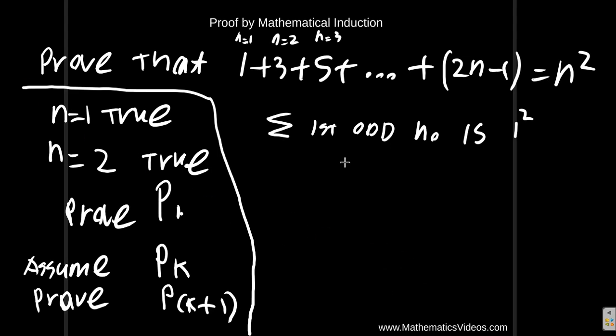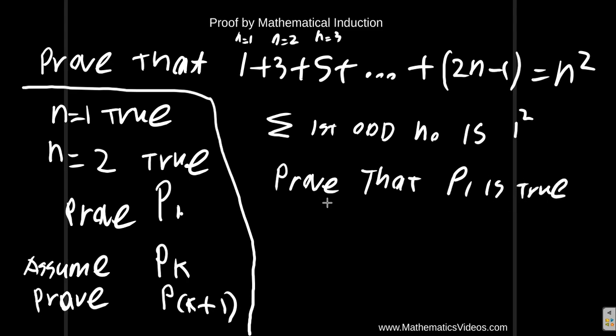Alright, so let's see something here. You prove that P1 is true. How do you do that? You say 1, the sum of the first one odd number, is the first odd number, is equal to 1 squared. Good. So 1 squared is 1, so 1 is equal to 1. You prove that it is true for 1.